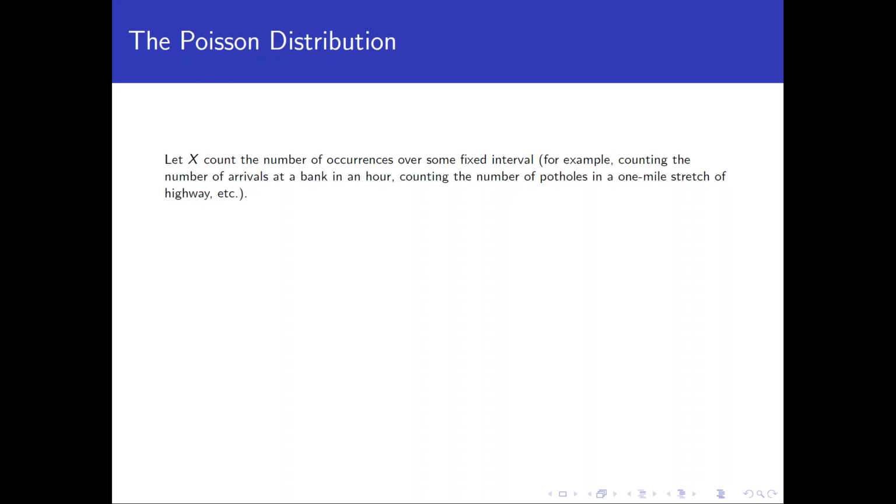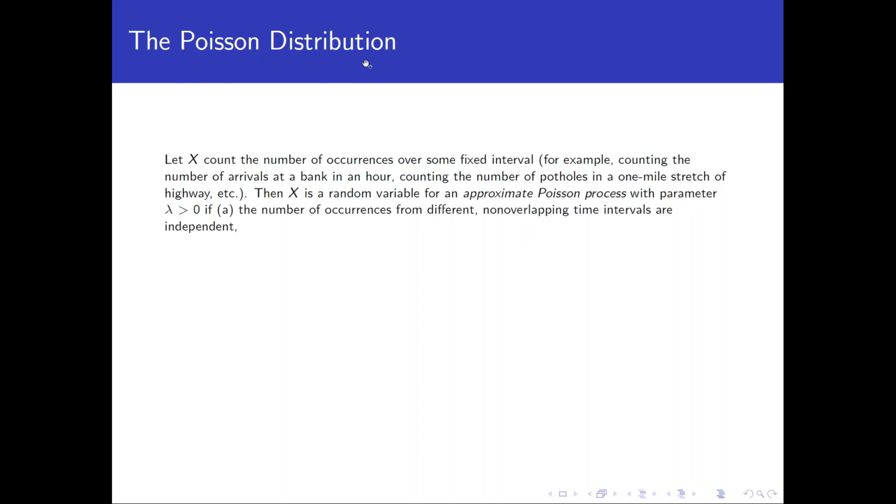So in this video, we're going to talk about the Poisson distribution. In particular, we're going to be interested in counting the number of occurrences of something over a fixed interval. So maybe you're going to count how many people come into a bank during a certain time period, or on a fixed stretch of road, maybe you're going to count the number of potholes or seam buckling or those kinds of things.